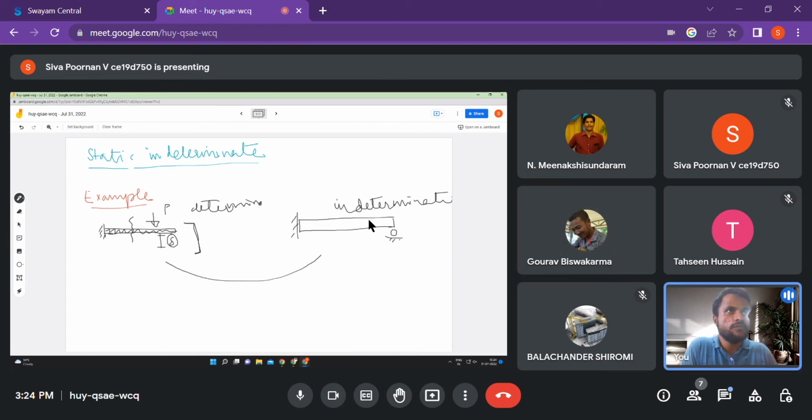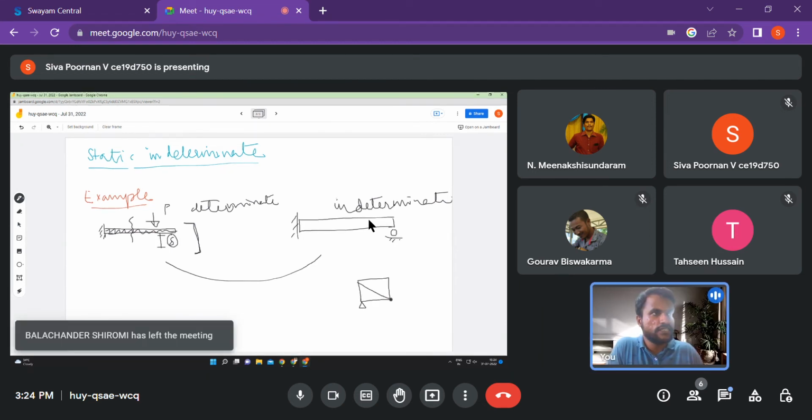By the way, we talk about determinacy only when the structure is stable. So we already talked about unstable things. Only when it is stable, we talk about determinate or indeterminate. For example, let's say we have a structure something like this. So it's a truss system. All the ends are pinned. Okay. So can someone say whether it's statically determinate, indeterminate, stable, unstable?